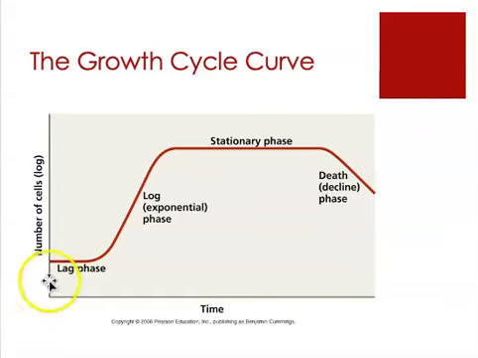So stage 1, we said, is the lag phase. Stage 2 is the exponential phase. Stage 3 is the stationary phase. And stage 4 is the death phase. Now let's think about what's going on in each one of those phases.